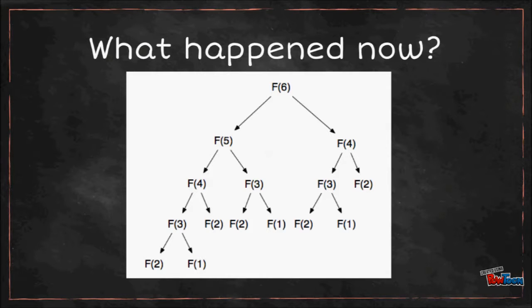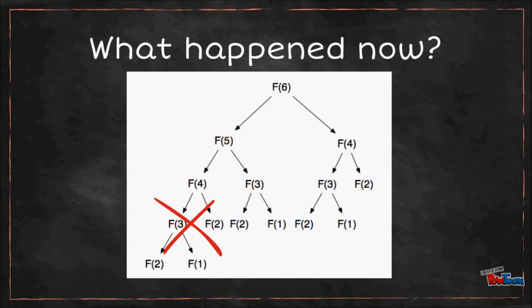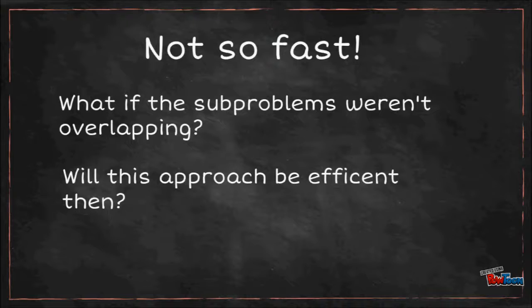Let's take a look at our function tree again. Now when our program encounters the same subproblem again, it doesn't initiate any more function calls, which changes our solution from exponential to linear time complexity. So dynamic programming is real cool, right?